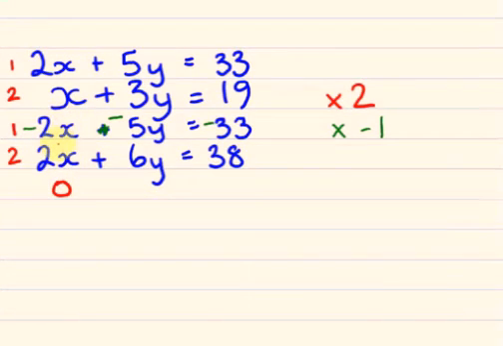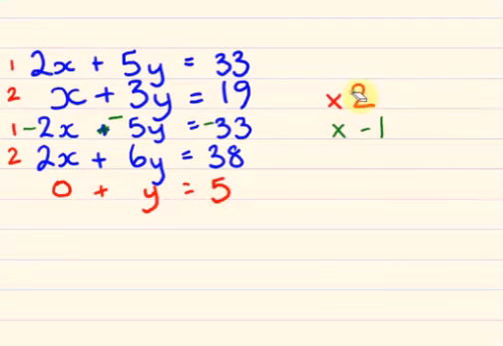So I'm putting these two equations together now. Then what we do is we go 6y take away 5y. We are left with y. Okay, positive y equals 38 take away 33. We end up with 5. So that's the first part of our answer.